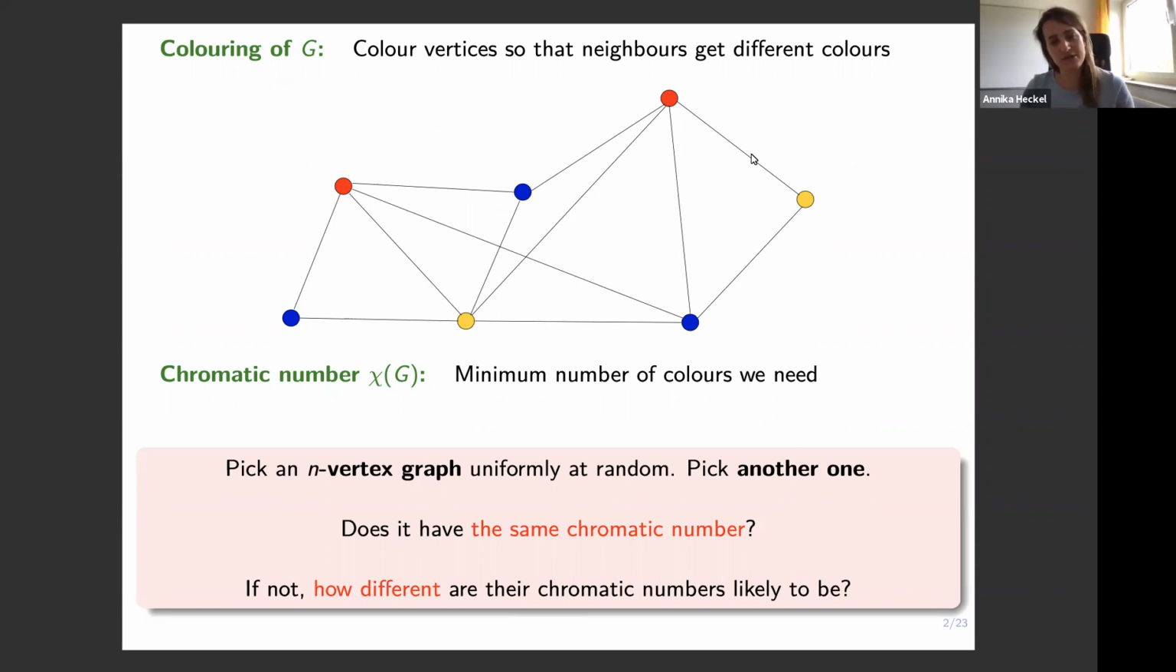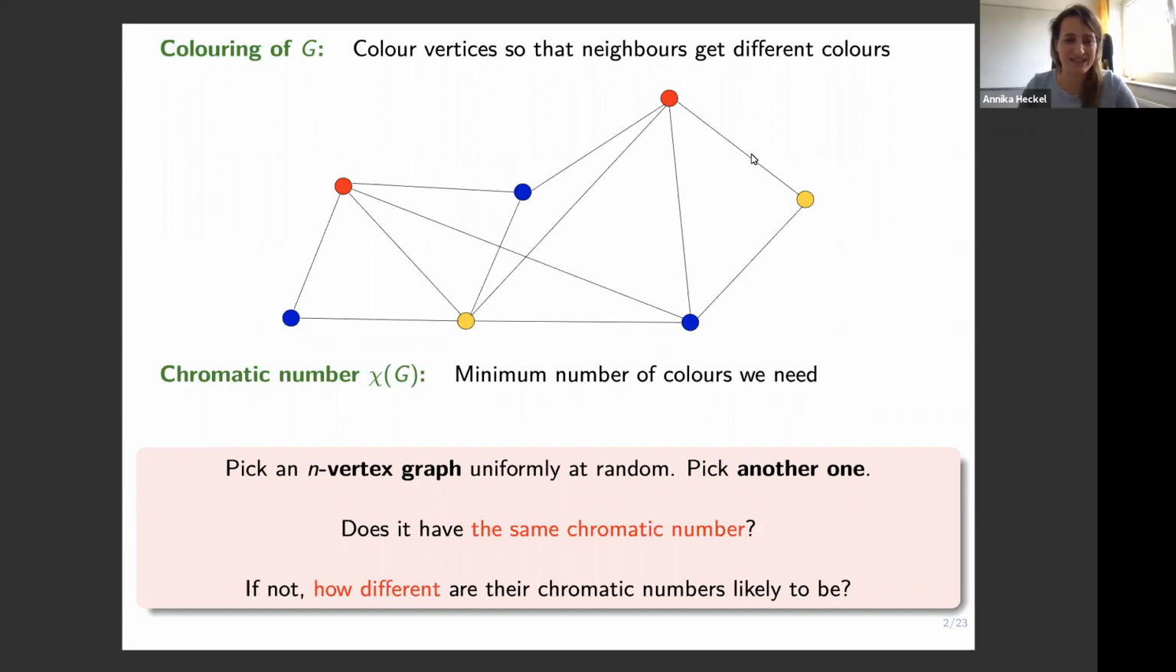Now, the chromatic number of a uniform n-vertex graph is, of course, a random variable. So what we're asking is, how wide is the distribution of this random variable? Does this random variable behave essentially like a deterministic function, and the weight of the distribution is concentrated on only a few values which are close together, or is the distribution completely spread out between 1 and n?